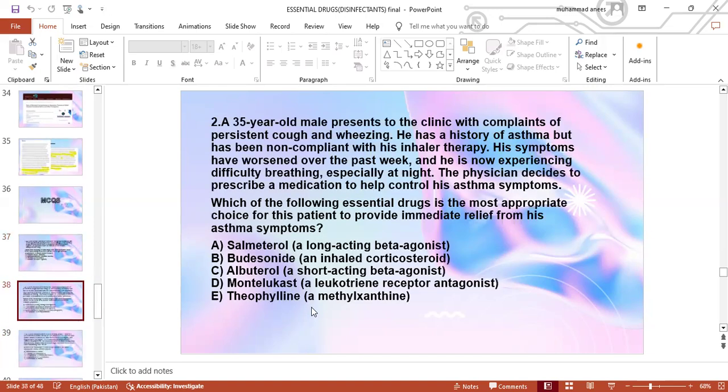2, a 35-year-old male presents to clinic with complaints of persistent cough and wheezing. He has a history of asthma but has been non-compliant with his inhaler therapy. His symptoms have worsened over the past week. And he is now experiencing difficulty breathing, especially at night. The physician decides to prescribe a medication to help control his asthma. Which of the following essential drugs is the most appropriate choice for this patient to provide immediate relief from his asthma symptoms? A, salmeterol, B, budesonide, C, albuterol, D, montelukast, E, theophylline.